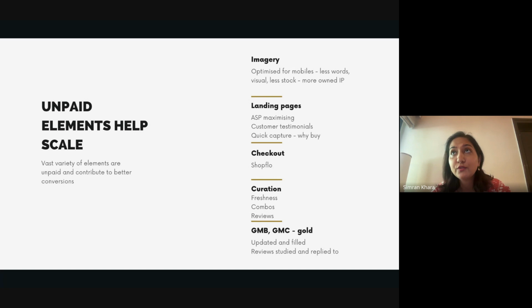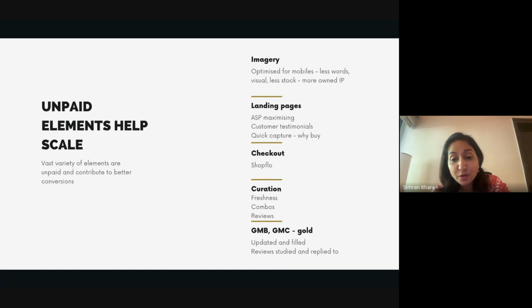Then if any of you are not on a faster checkout, then please get there. And that's the third thing that I would say in terms of unpaid elements that help, right? So we are on Shopflow. Back in the day, there was only GoKwik, which used to offer a superior checkout experience. But the Shopify checkout experience is very dated. And if you do want to improve your conversions, again, get on a better checkout.